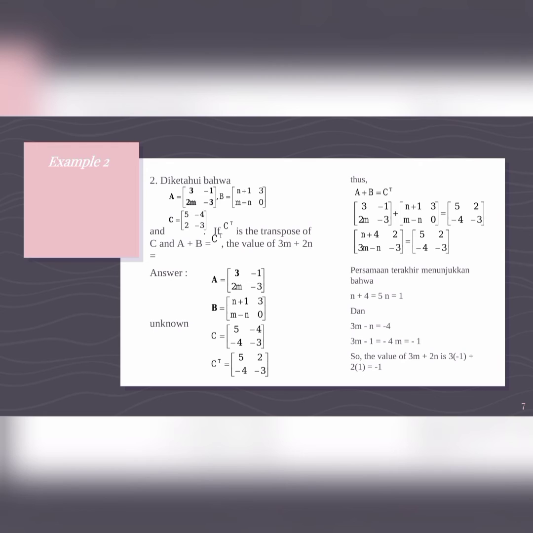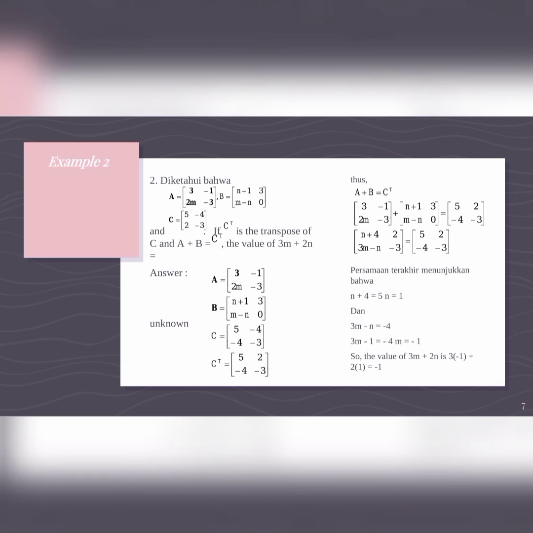the answer of this question is, we know matrix A is 3 2 M minus 1 minus 3, matrix B is N plus 1 M minus N 3 0, and matrix C is 5 minus 4, 2 minus 3. And we know C transpose equals matrix 5 minus 4, 2 minus 3.